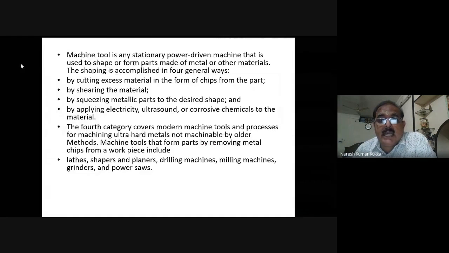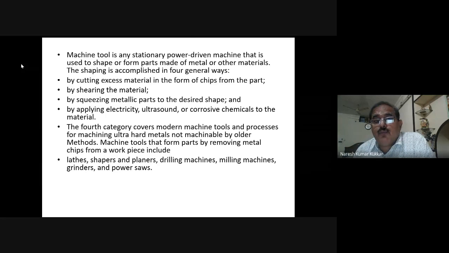A machine tool is any stationary, power-driven machine that is used to shape or form parts made of metal or other materials. The shaping is accomplished in four general ways.